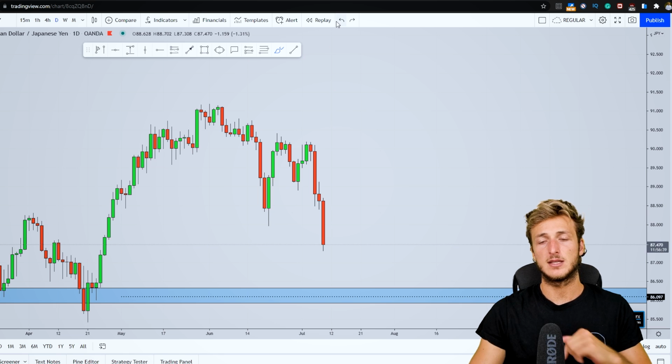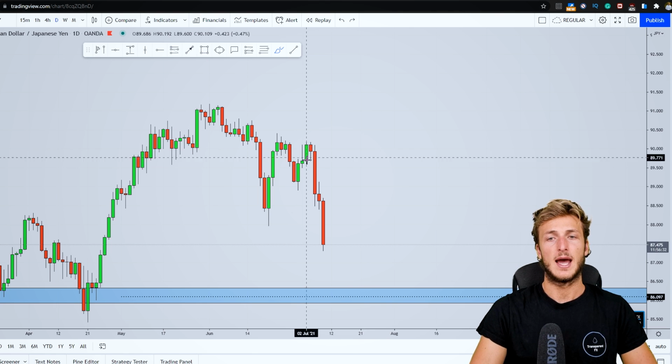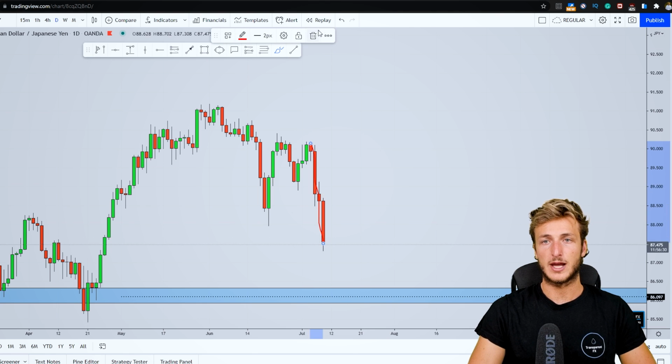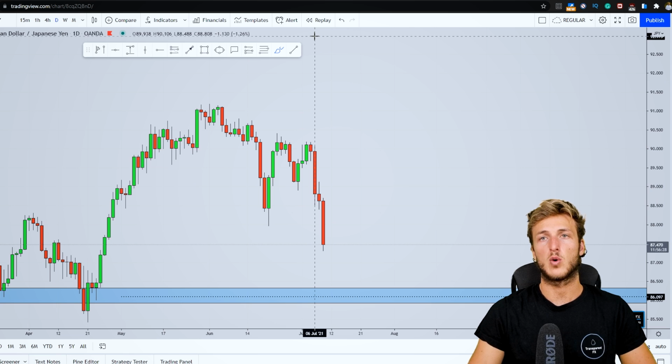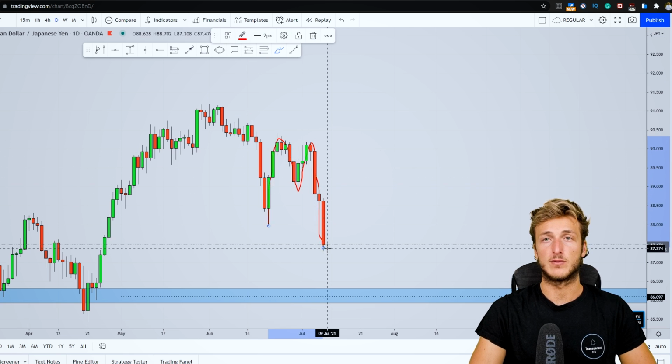And I will link in the description this previous analysis, so you can go and check it out for further reference and more free education. However, in creating this move to the downside, the market has also provided a quite interesting pattern, which is basically this overextended M formation.